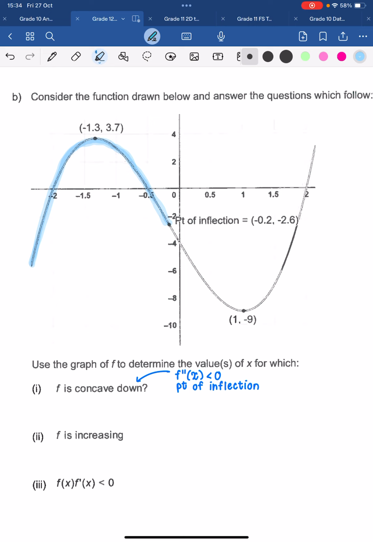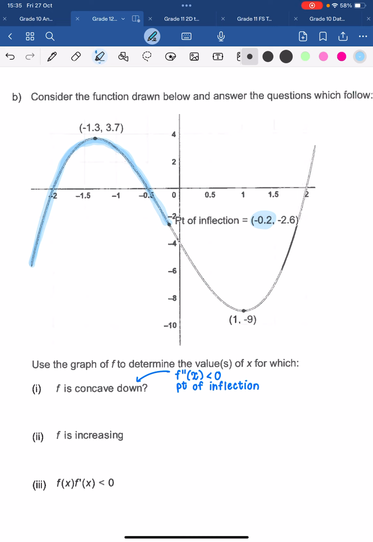So this section of the graph is concave down. If they had asked us for concave up, like a cup, you see this section on the right of the point of inflection. Concave down is on the left of the point of inflection. Now we need to write our answer in terms of x. So we need to look at the x coordinate of that point of inflection, and we need to say which x values do I have on the left of the value negative 0.2, and that is going to be all values that are smaller than negative 0.2, right?